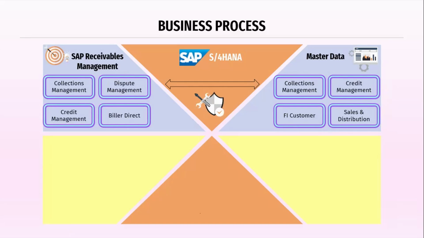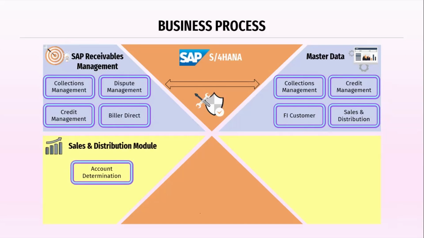There will be a separate BP role for SAP Collections Management where we will define the org structure. There will also be a separate BP role for credit management, and there won't be a separate BP role for dispute management. It will be linked to your collection and credit management. Now, once the master data is set up, the accounting entry should start flowing into the customer account.